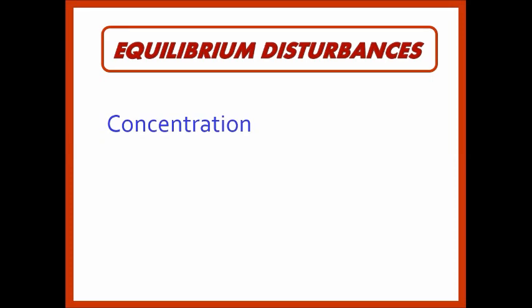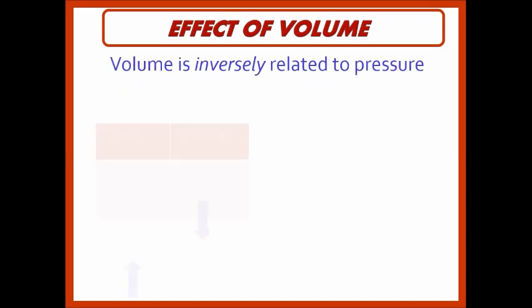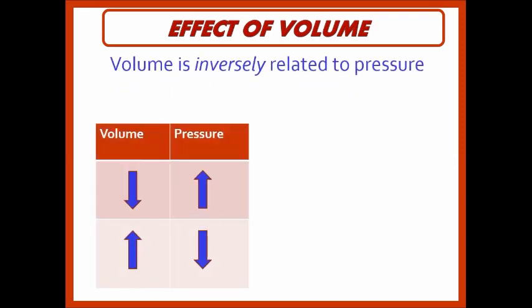Now we're going to discuss how a system regains equilibrium after changes in volume and pressure, which have opposite effects, and temperature. Changing the volume of a reaction mixture in equilibrium can cause a disturbance and result in a response in the system to regain equilibrium. If we change the volume of a reaction system, the pressure is also affected because these quantities are inversely proportional. In other words, if we increase the volume of a reaction mixture, we are decreasing the pressure, and vice versa.